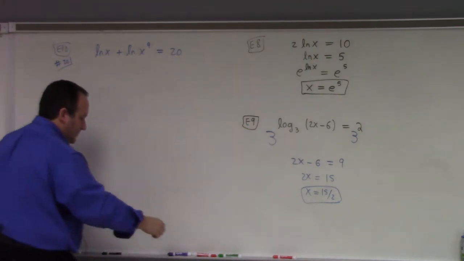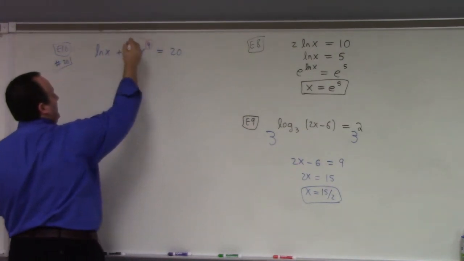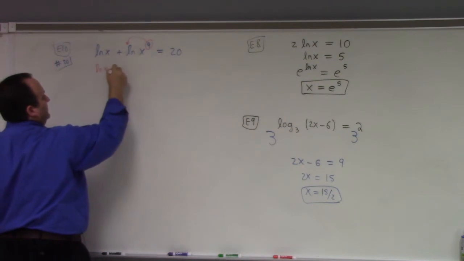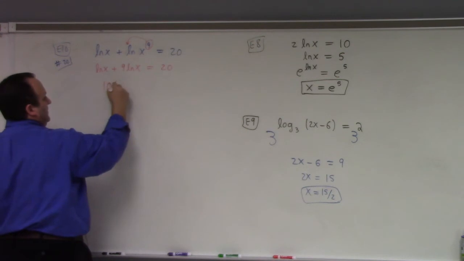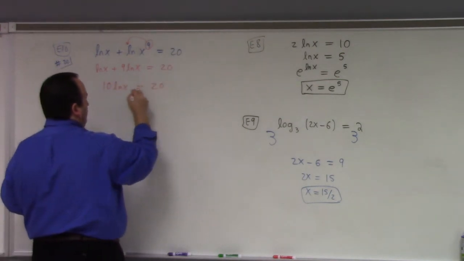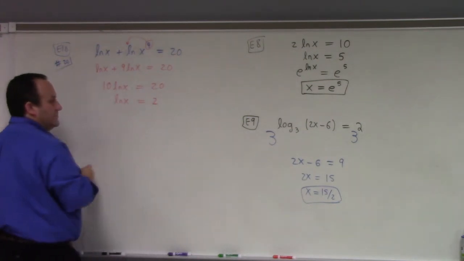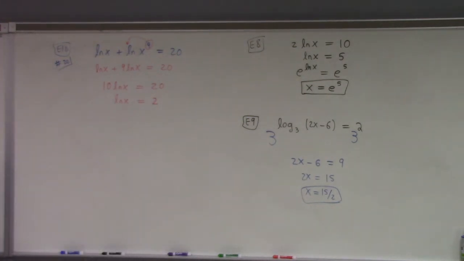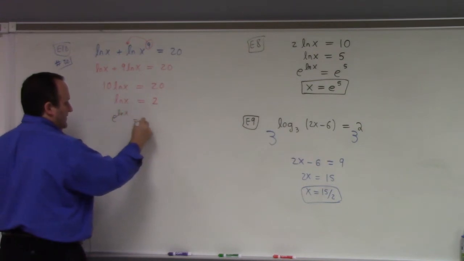How about this? We can pull that 9 out, right? By property 2, so we've got log x plus 9 log x equals 20, which gives us 10 log x equals 20, which gives us log x equal to 2. And then what? Well, just exponentiate both sides, right? Exponentiate both sides, base e. So we have e to the log x equals e to the 2.